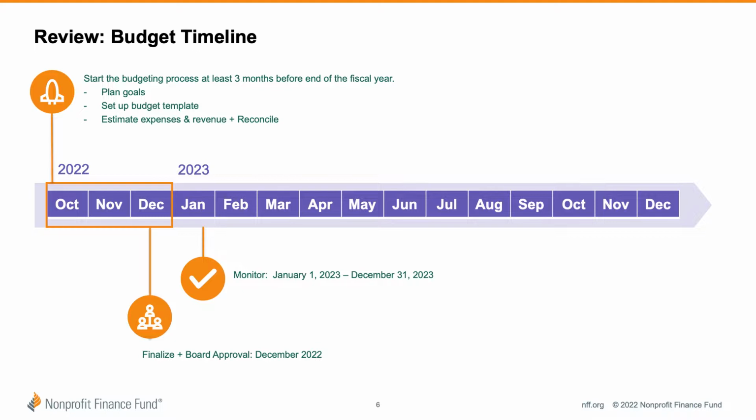In this series, we've walked through the key steps of starting the budget from scratch. This series focused on the budget planning process that occurs prior to board approval and ongoing monitoring that happens over the year.